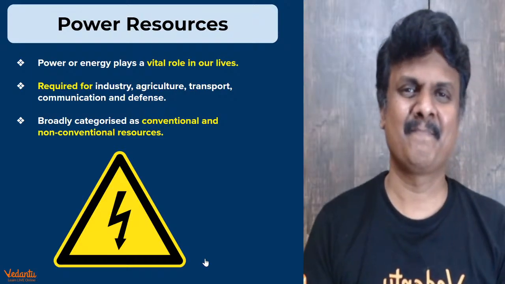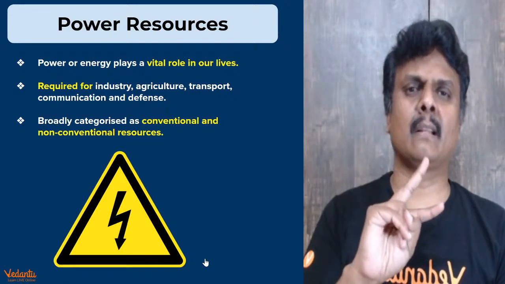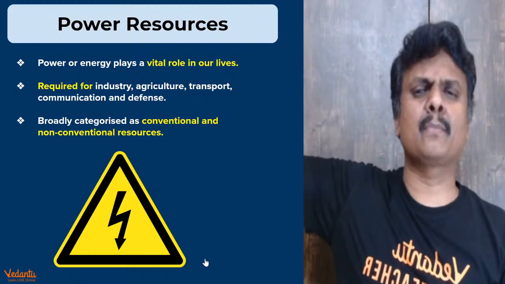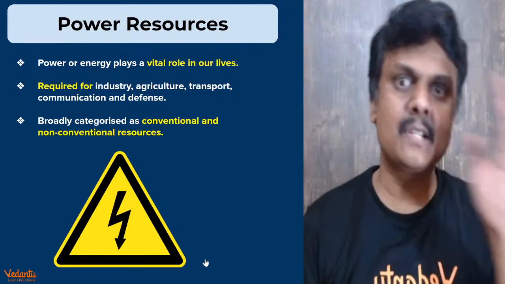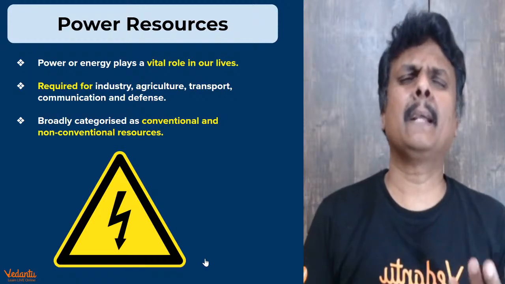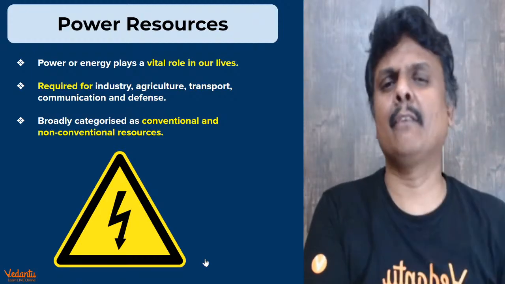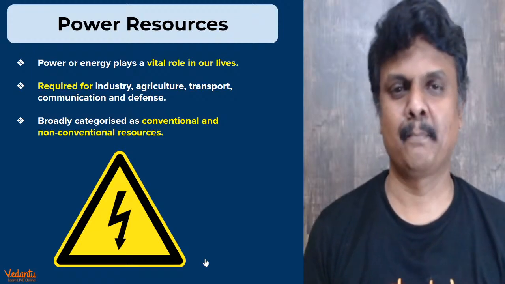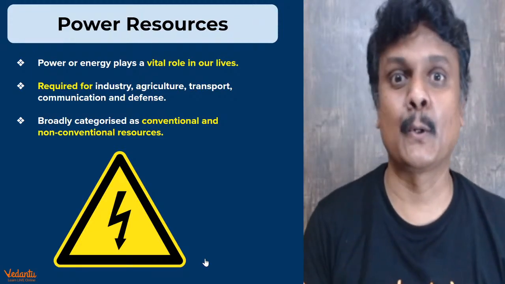Typically what? Electrical energy. Broadly categorized into 2: conventional or traditional, orthodox forms of generating energy. And on the other side, non-conventional are typically new, modern or non-orthodox, non-traditional forms of using energy, power resources. So these are the two. Let's see what is there in store.